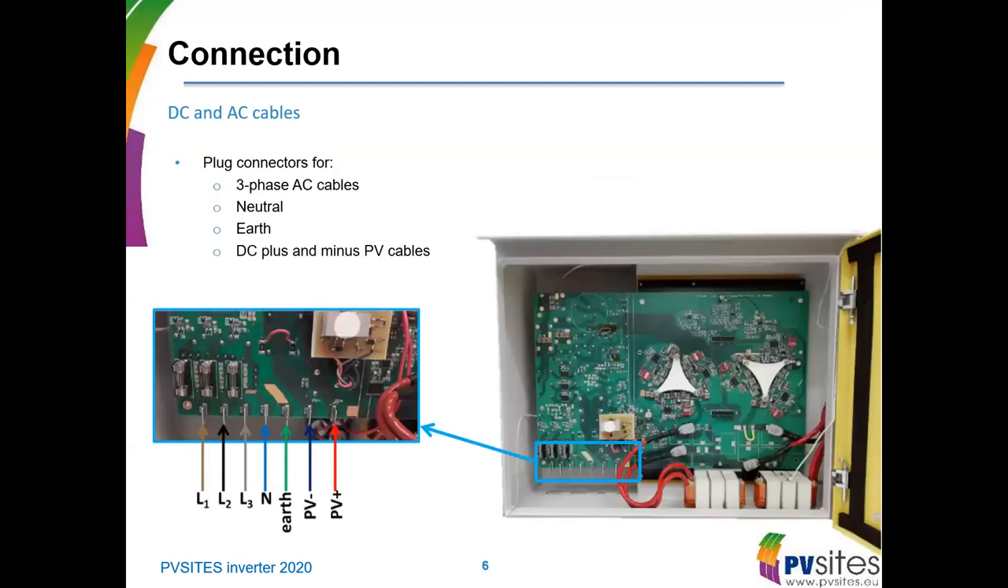Here you can see the DC and AC cable connection. So we must connect a five-wire three-phase AC cable with the three phases, the neutral and the earth, and we also have two cables for the DC plus and minus from the PV generator.